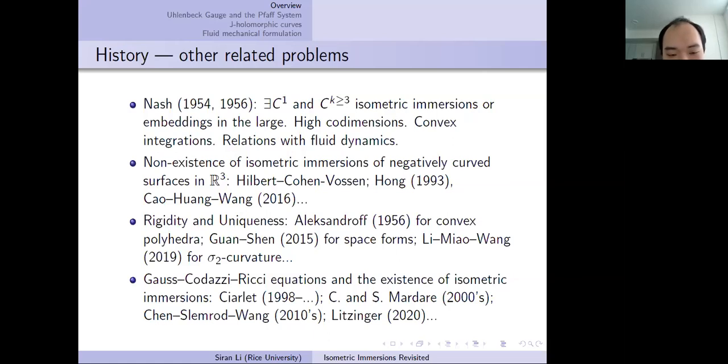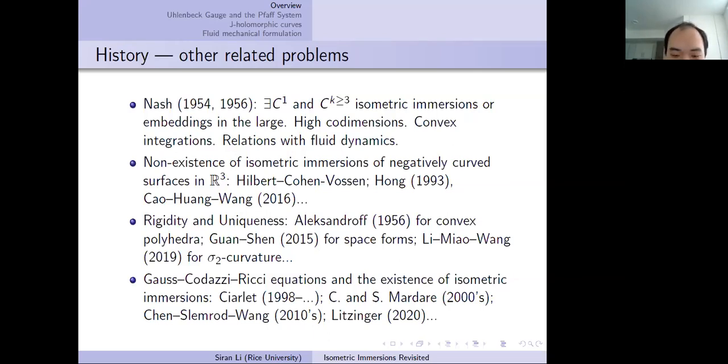And also, as we know, the existence of isometric immersions, from the PDE point of view, can be summarized as the Gauss, Codazzi, and Ricci equations. So these are the compatibility equations on the level of curvature for isometric immersions.